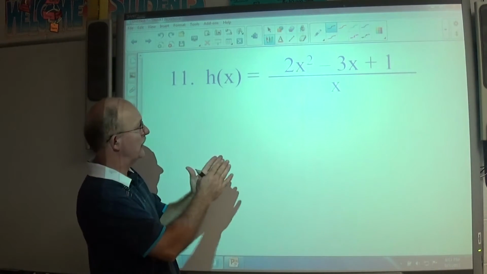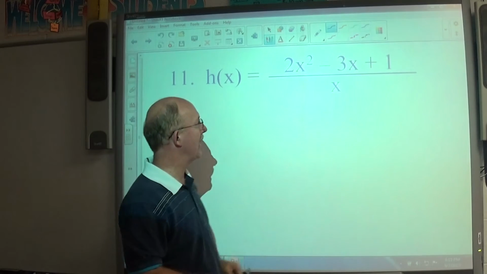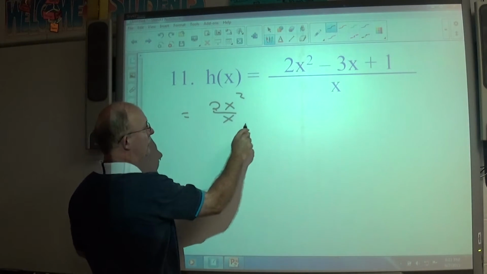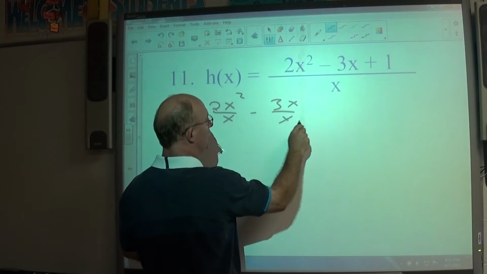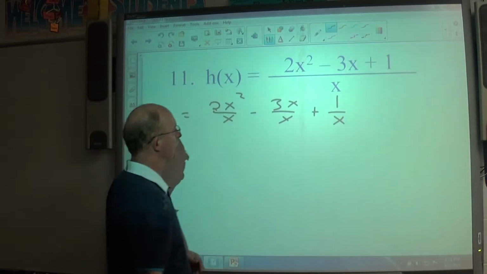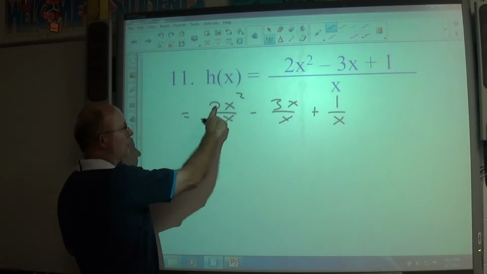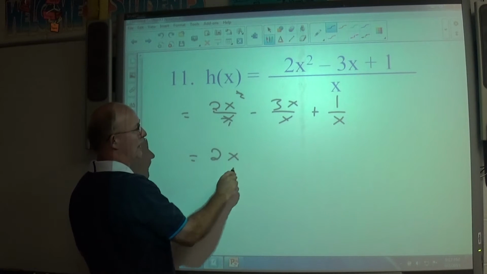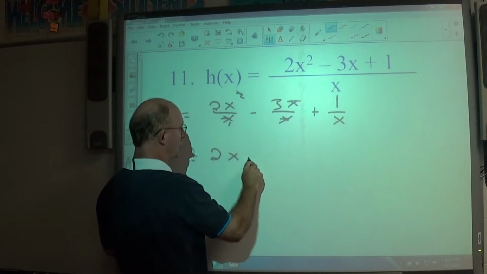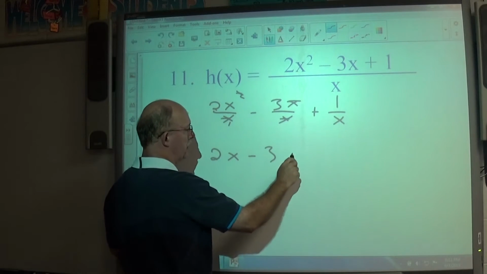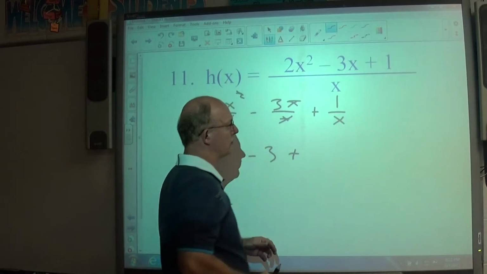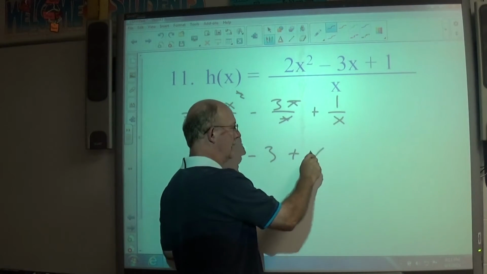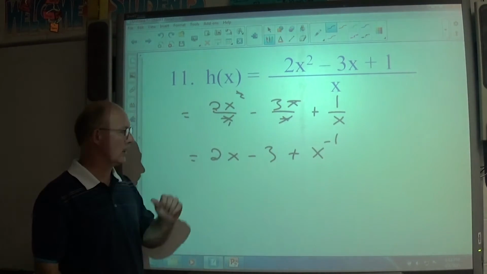Right, so what we want to do is divide each one of those terms by x. So this will be equivalent to 2x squared over x minus 3x over x plus 1 over x. Now let's simplify these. 2x squared over x, the x will cancel, and it gives us 2x. And here the x's will cancel, minus 3. Plus, now 1 over x, let's rewrite this one with a negative exponent. This will be x to the negative 1 power.